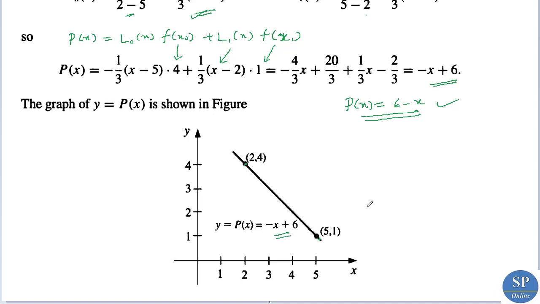That's all for now. In the next lecture, we can generalize this linear Lagrange interpolating polynomial into the nth degree Lagrange interpolating polynomial.